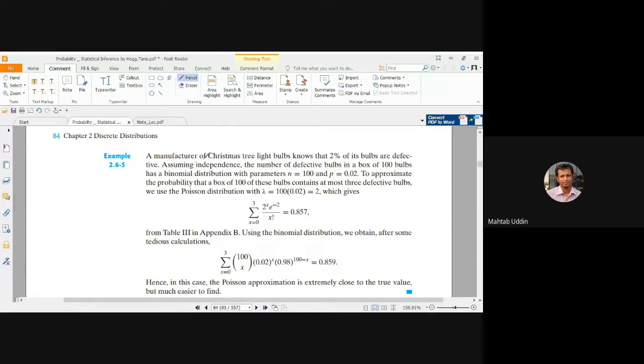A manufacturer of Christmas tree light bulbs knows that 2% of the bulbs are defective. So the probability of defectiveness is 0.02. Assuming independence, the number of defective bulbs in 100 bulbs has a binomial distribution. That is, first we will consider the binomial distribution. So n is 100, and definitely you can write q equal to 0.98.